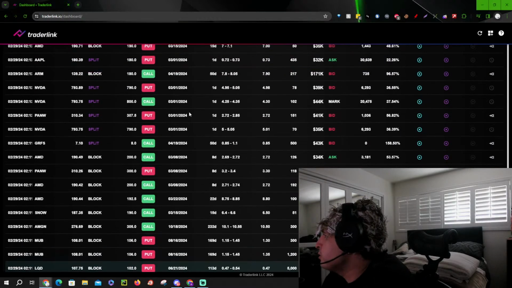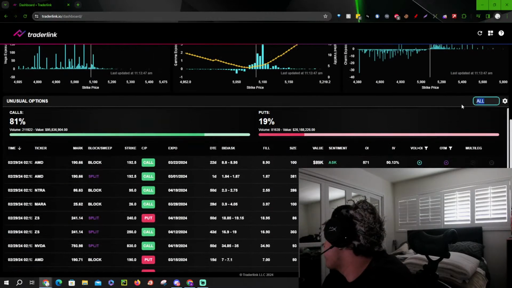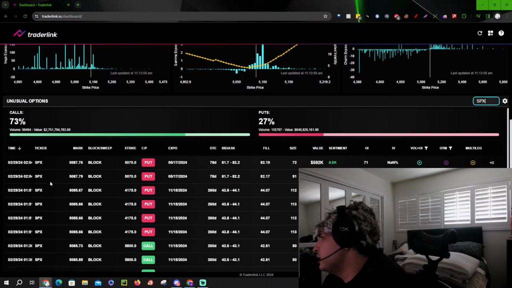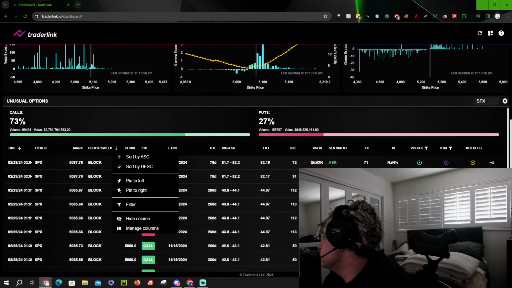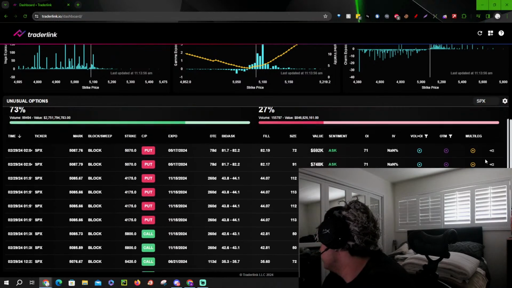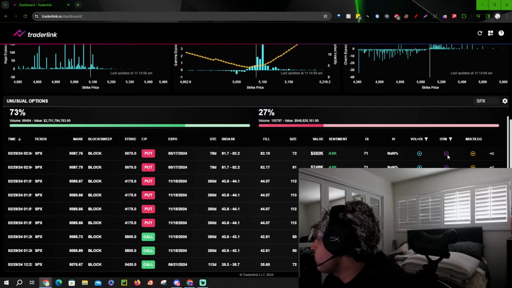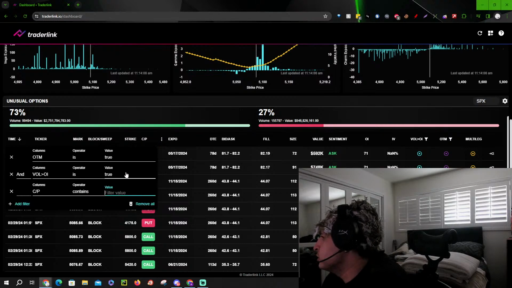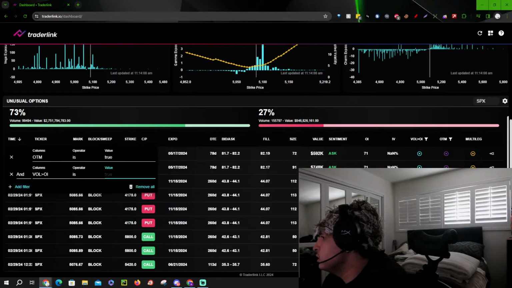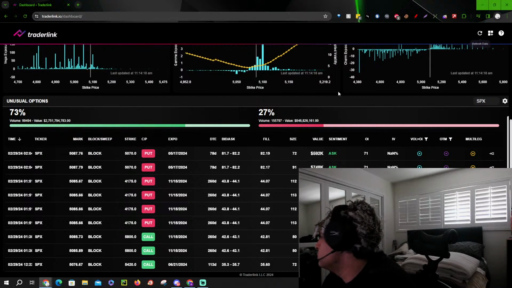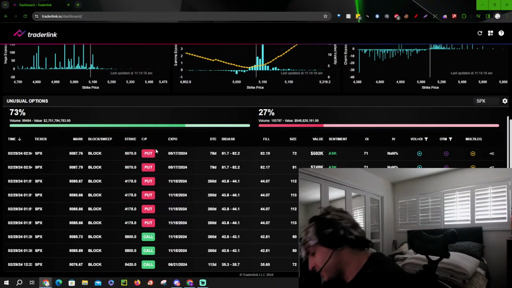Okay, so I'm looking for SPX, since I'm an index derivatives trader. Same filtering. They're all out of the money. Oh no, all multi-leg. You know what? Let's not look for multi-leg. Let's get rid of this. Okay.